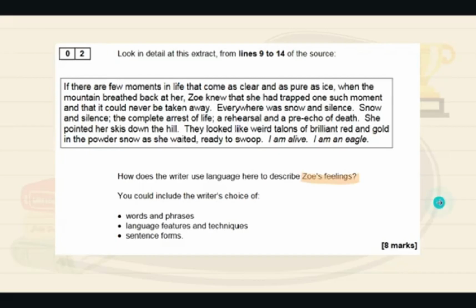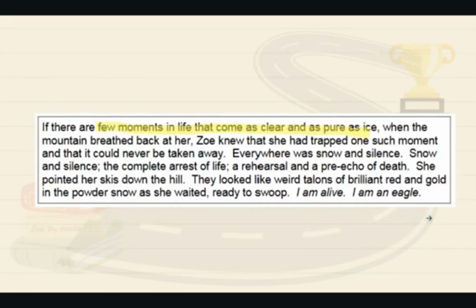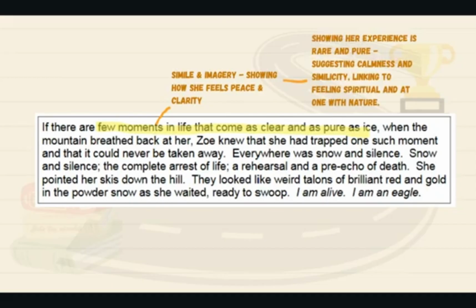Right, let's have a look at my answer. The first thing I've highlighted is Zoe's feelings in orange because this is the topic and it's the focus of the question. Then I've highlighted the quote, few moments in life that come as clear and as pure as ice. I've said that this is a simile and an example of imagery, and it shows how she feels peace and clarity in her surroundings. This shows that her experience is rare and pure, and it suggests calmness and simplicity, linking to her feeling spiritual and one with nature.